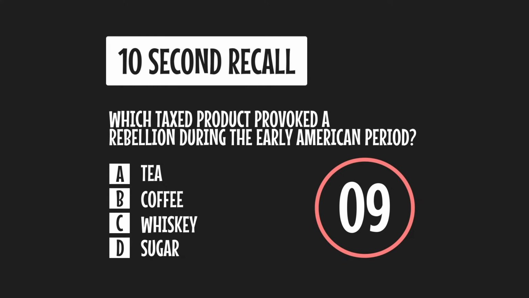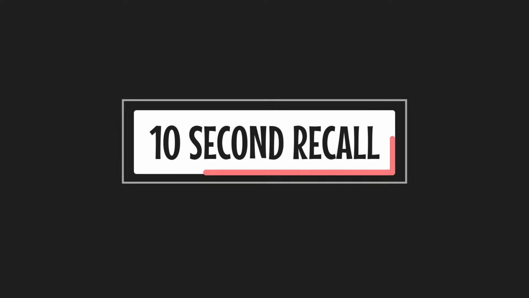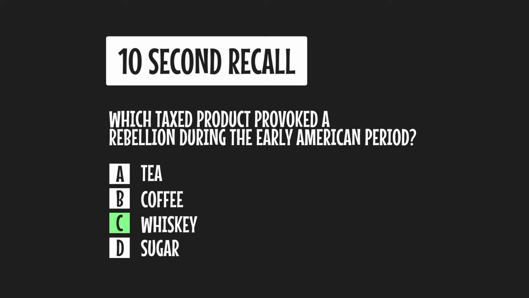Which taxed product provoked a rebellion during the early American period? Tea, coffee, whiskey, sugar. If you answered C, you are right. The tariffs put into place to help pay off the debt from the American Revolution included a tax on whiskey and other distilled liquors. This proved to be very unpopular and led to the Whiskey Rebellion.